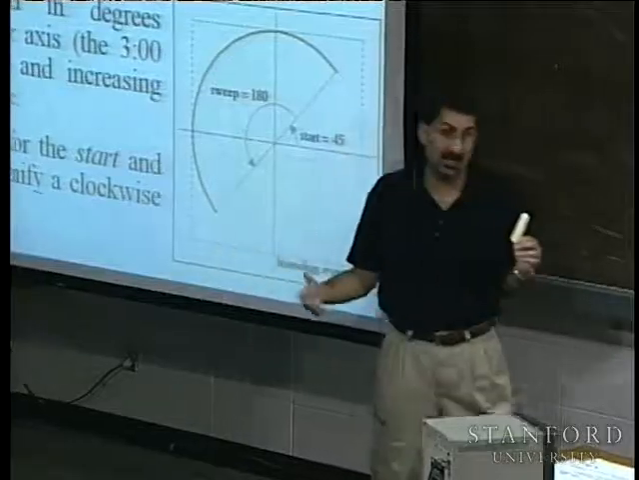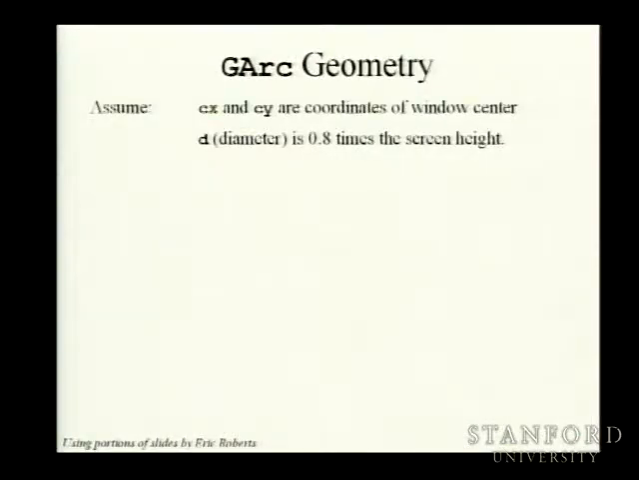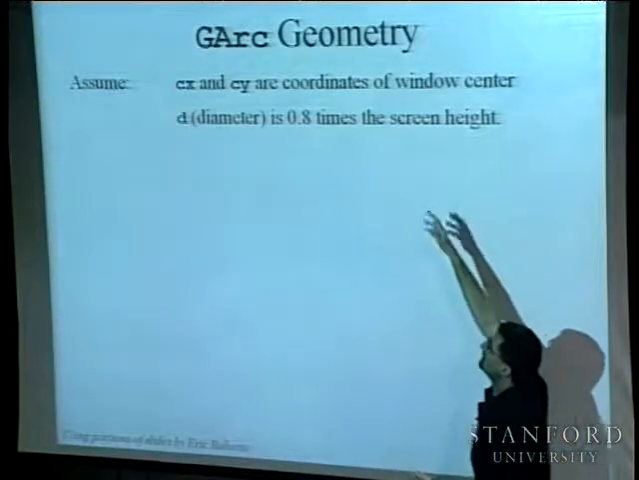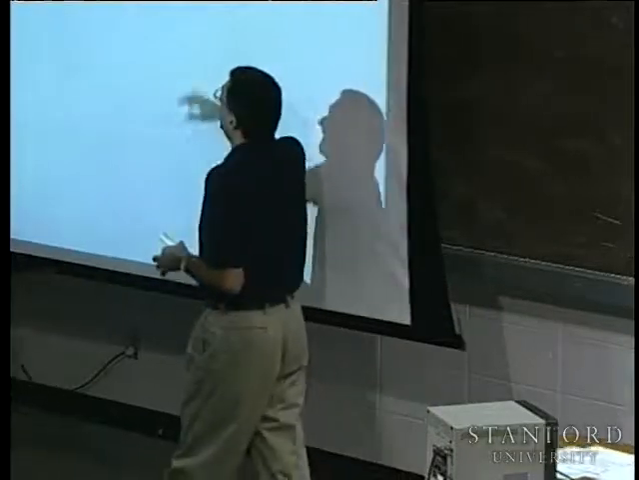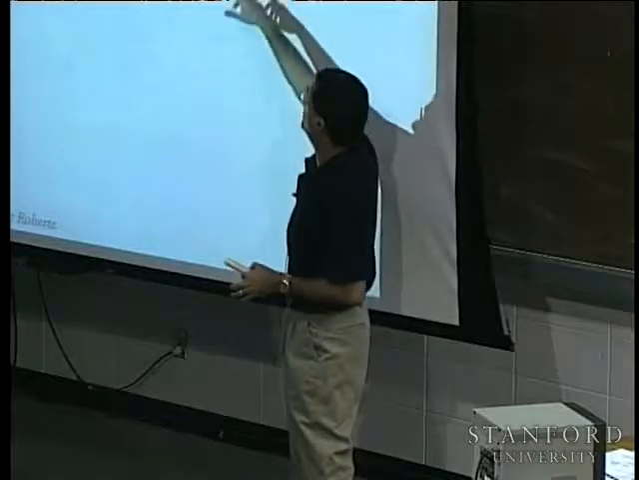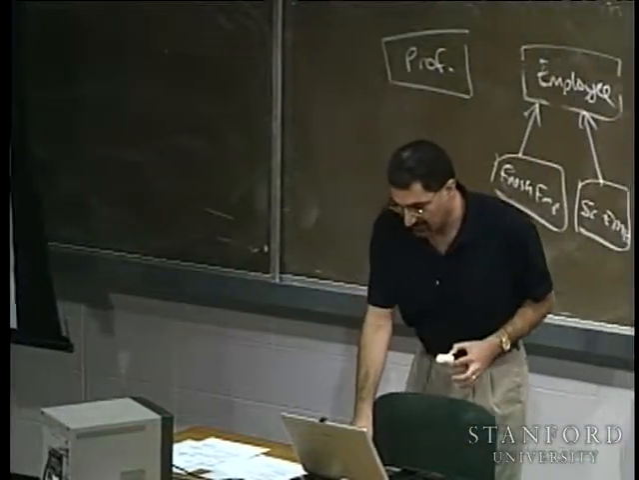So let me show you some examples of that, because that's kind of a big mouthful. What does that really mean? Here's just a few examples so you know. We're going to draw some arcs centered in the middle of the screen. So we're going to figure out CX and CY. Let's just assume they're the middle of the window. We already computed them using getWidth and getHeight. And D, which is the diameter of the oval we're going to be using, or the circle in this case, is just pre-configured to be 0.8 times the height of the screen.